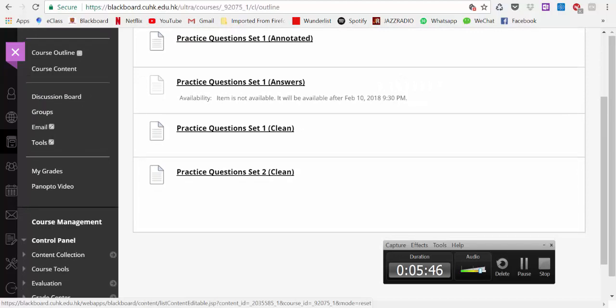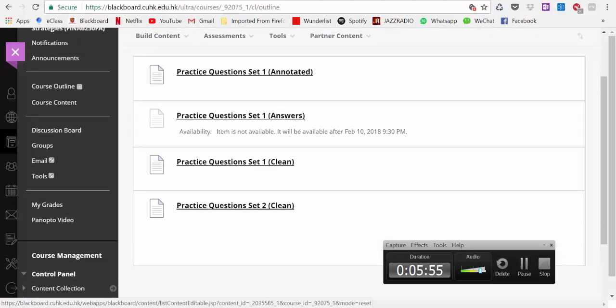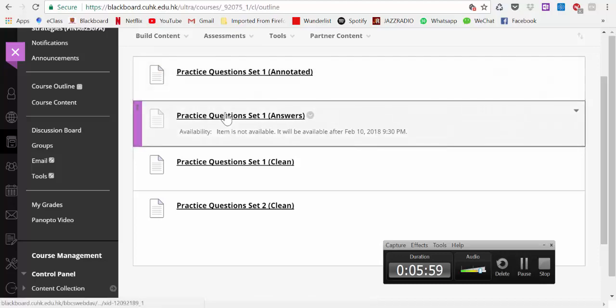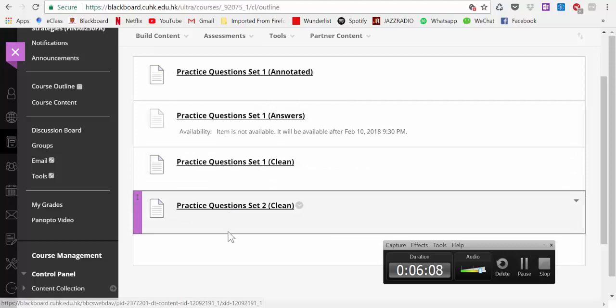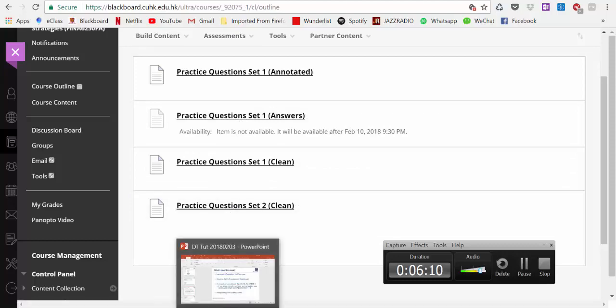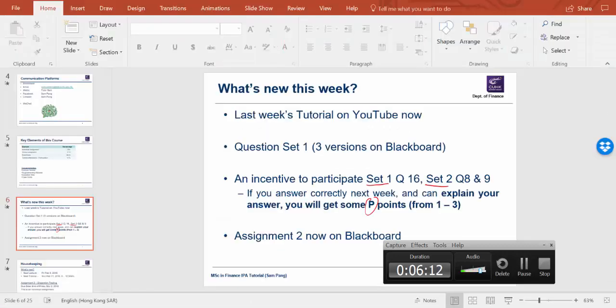The answers, I will give it to you next week for set one. But if you look at the annotated version, I have basically circled all the answers anyway. But I'll give you the answer set, because this contains the answer to question 16 for set one. So set two also is there, so feel free to have a look. Today, I hope to at least get through 7 questions.